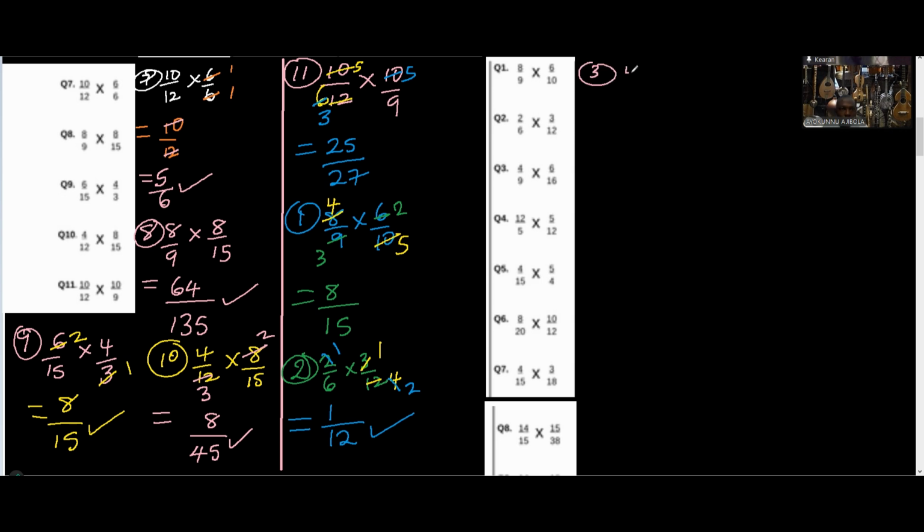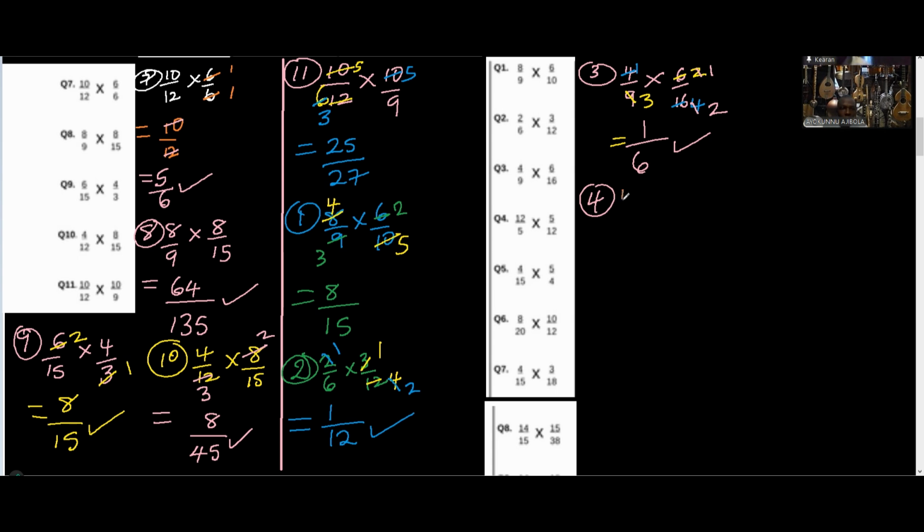For number 3, we have 4 over 9 times 6 over 16. So 4 can divide 16: 4 here 1, 4 here 4. Then we have 3 here 2, 3 here 3. So at the top, there is still a 4 that can divide 2. So 2 here, that can divide 4: 2 here 1, 2 here 2. So what do we have at the top? 1 times 1, and at the bottom, 3 times 2. Is this clear to you? Okay.